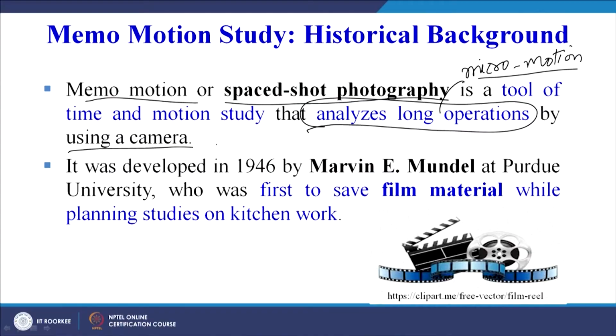So once again I will read it for you. Memo motion or spaced shot photography is a tool of time and motion study that analyzes long operations by using a camera. It was developed in 1946 by Marvin E. Mundel at Purdue University, who was first to save film material while planning studies on kitchen work. So the application area is also specified in the historical perspective of memo motion study. Memo motion study, which was originated by M.E.